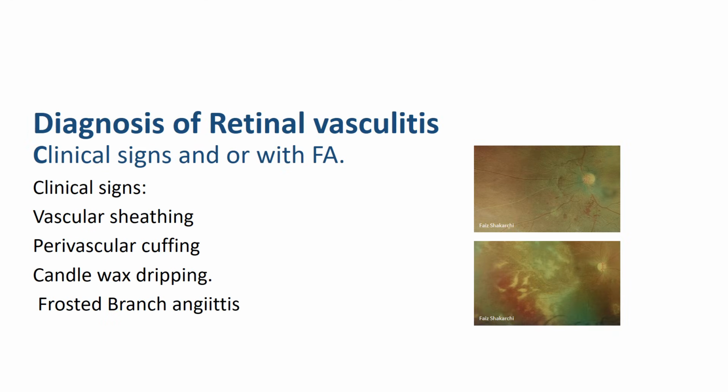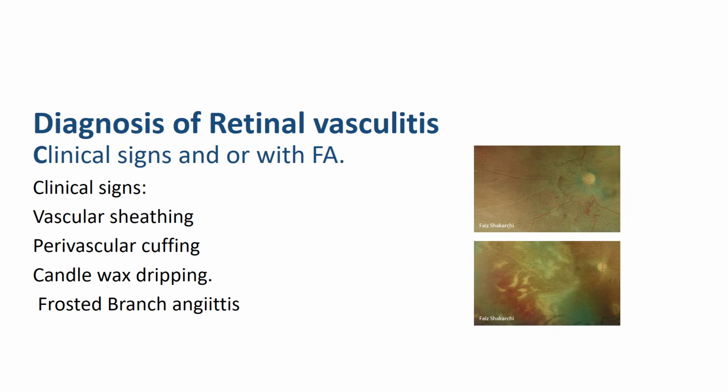Diagnosis of retinal vasculitis is made with the clinical signs and/or with fluorescein angiography. The classical clinical signs of retinal vasculitis are perivascular sheathing and perivascular cuffing. Perivascular sheathing in active vasculitis appears as perivascular hazy white lines, consisting of inflammatory cell infiltration, while in a chronic or inactive stage it appears as perivascular well-demarcated white lines of sclerosed blood vessels.